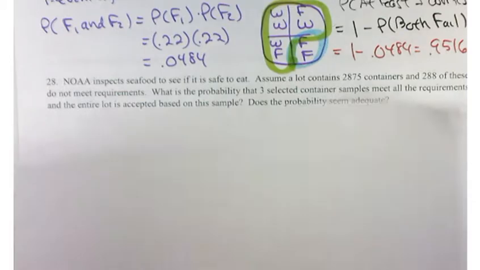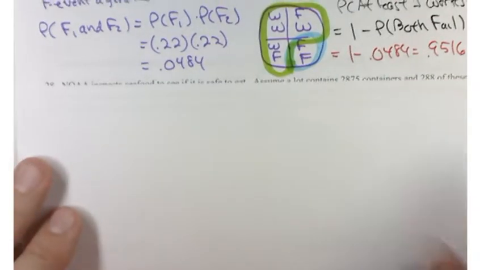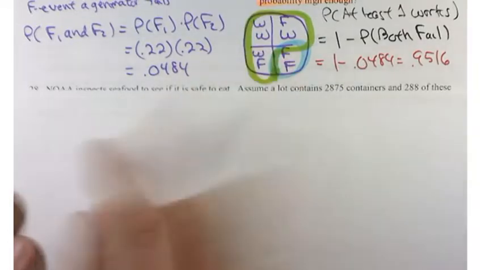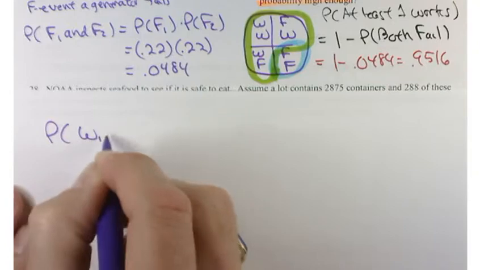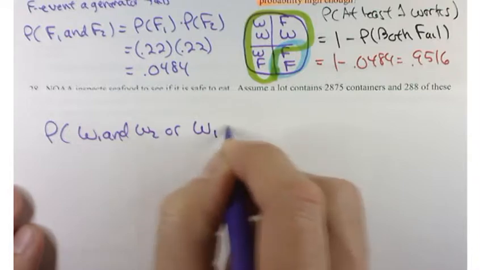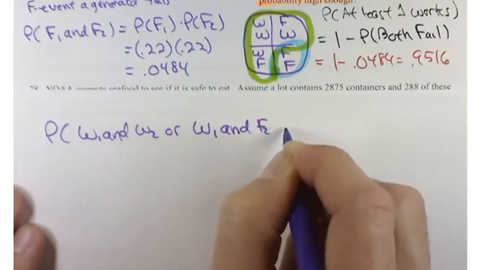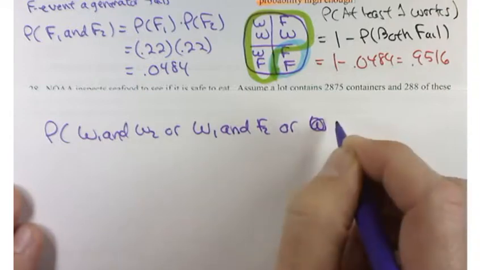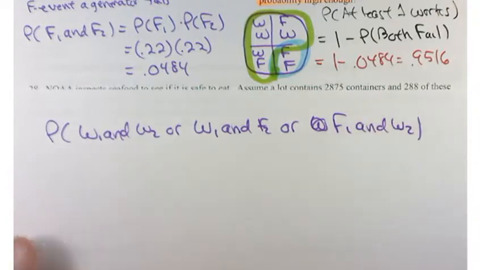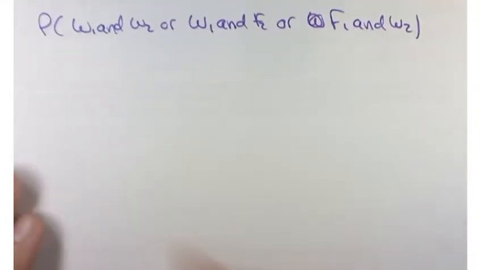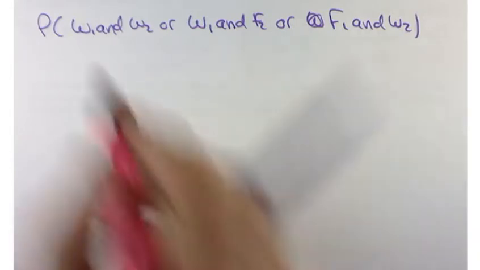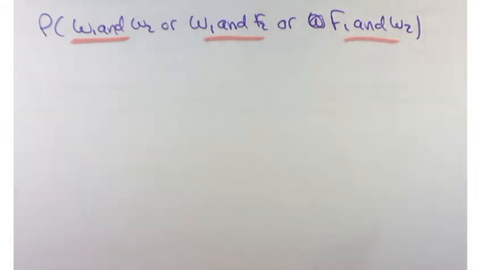Well, let me show you how. If you wanted to do it the long way, we'd have to do all three of these. So it'd be the probability of W1 and W2, or W1 and F2, or F1 and W2. So there'd be a lot of different things you'd have to consider. The nice thing about these is that they're mutually exclusive. You'd have to just add up the probability of all three of these events.